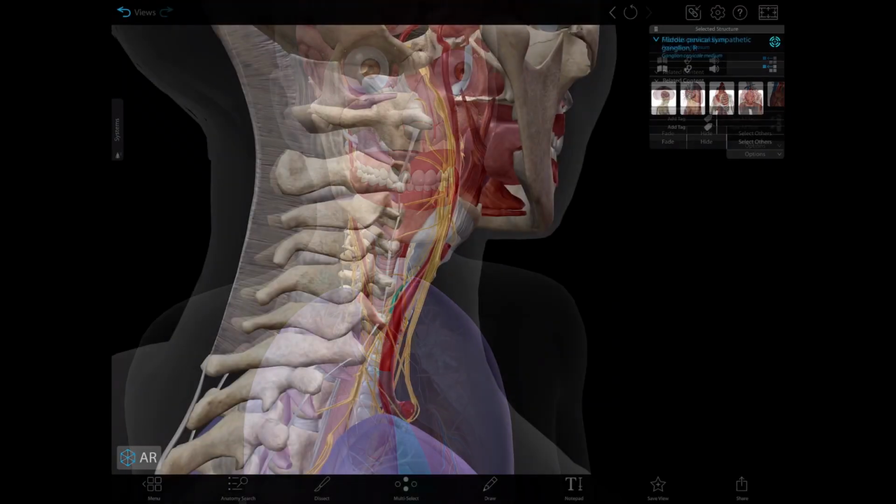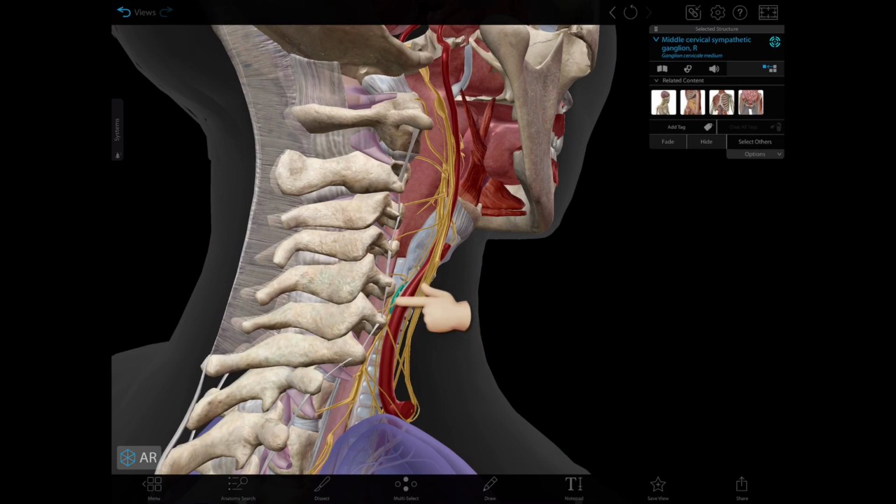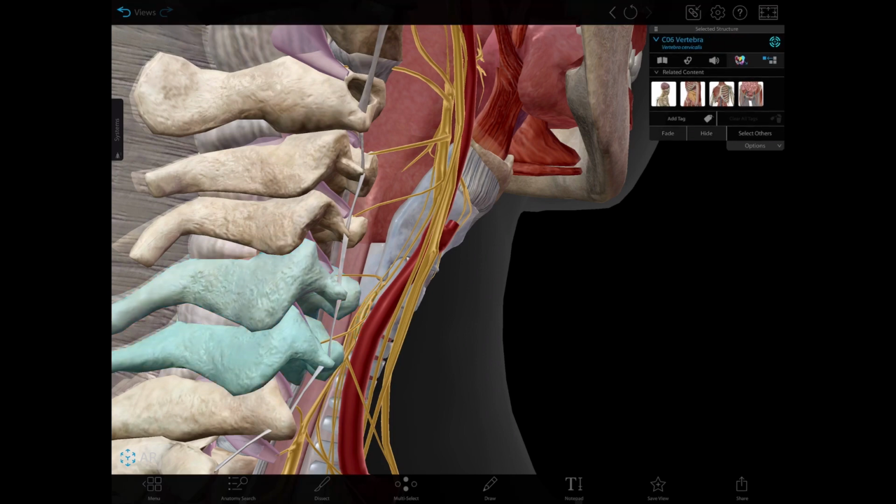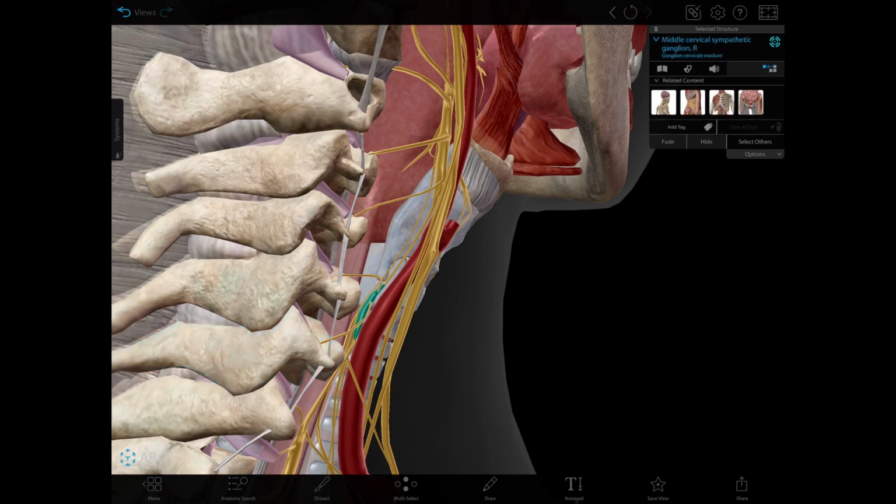The other ganglion is the middle cervical ganglion. This is the smallest and most variable of the cervical ganglia. This commonly lies at the level of the C6 vertebra, which is this one right here, close to the inferior thyroid artery. This middle cervical sympathetic ganglion has branches that have gray communicating rami to the spinal nerves C5 and C6, to the thyroid and to the heart.